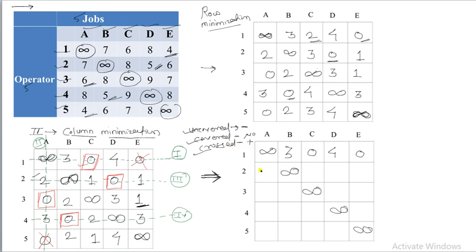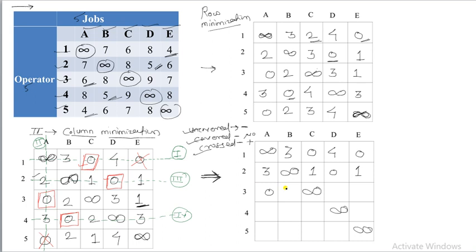Okay, so the selected element is 1 and the cell element is 2. 2 plus 1 is 3. Infinity as it is. 1 is covered as it is. 0 is covered as it is. 1 is covered as it is. Okay, in the third row, 0 is covered as it is.